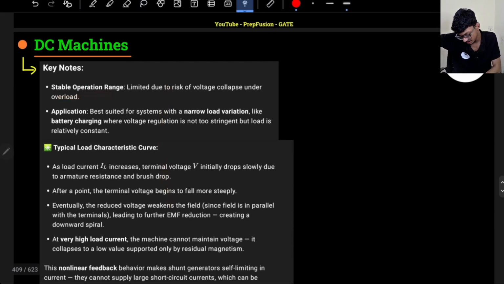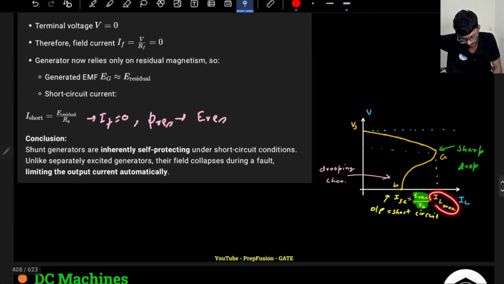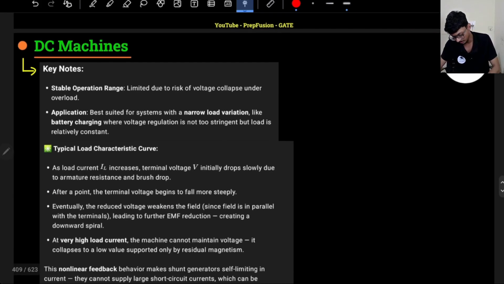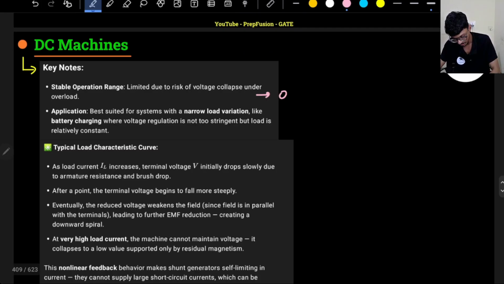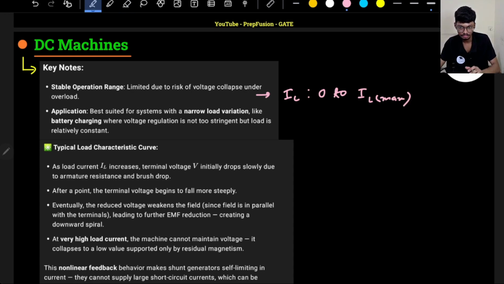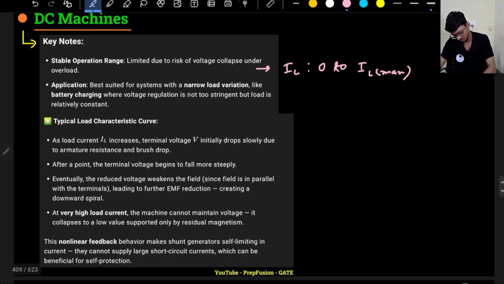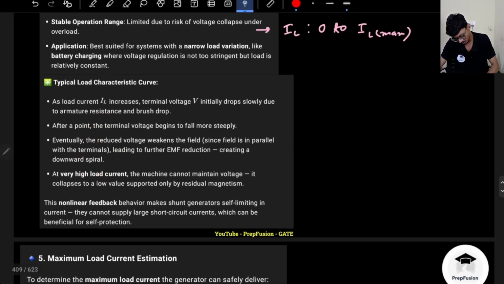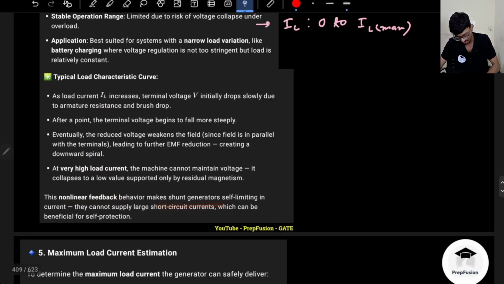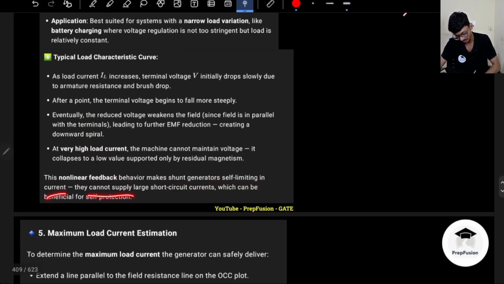The stable operating region is limited due to the risk of voltage collapse under overload. Of course, I cannot go beyond IL max. If I go anything beyond IL max, the voltage will sharply reduce. So IL can vary between 0 and IL max. I cannot go beyond IL max, else the generator will not operate stably. Whatever we have discussed is written over here. This non-linear circuit behavior makes the shunt generator self-limiting in current. It cannot supply large short circuit current, which can be beneficial during a short circuit.